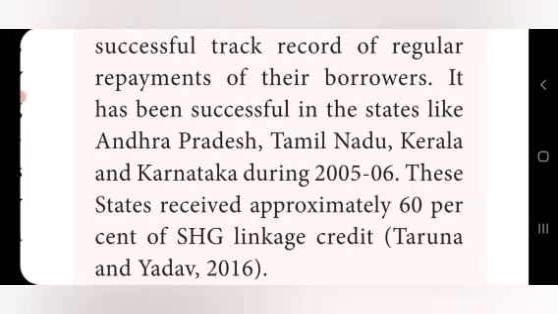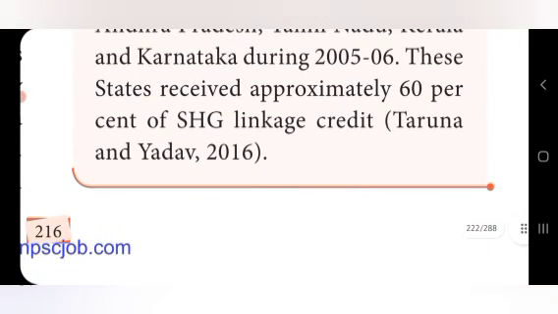It has been successful in states like Andhra Pradesh. What are the states successfully maintaining their SHGs? Andhra Pradesh, Tamil Nadu, Kerala and Karnataka, from the year 2005 to 6. These states received approximately 60% of SHG linkage credit. So NABARD will give credit to them. Okay, this is the census taken by the government.